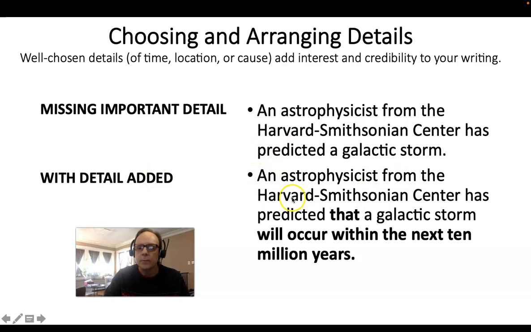An astrophysicist from the Harvard Smithsonian Center has predicted that a galactic storm will occur within the next 10 years. Breathe a sigh of relief. So we're not going to 10 million years, well, it might not happen too soon, hopefully, right? So we don't have to worry about this galactic storm. And we can read on and find out what that is, but you want to have enough detail, so you're choosing these details well so that your reader understands and has enough background to get what you're saying.